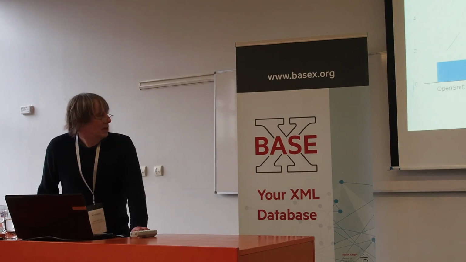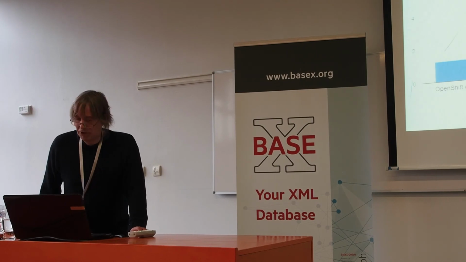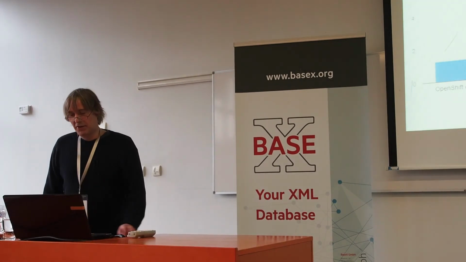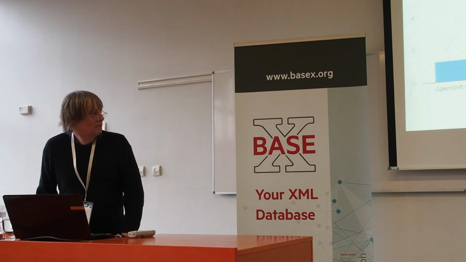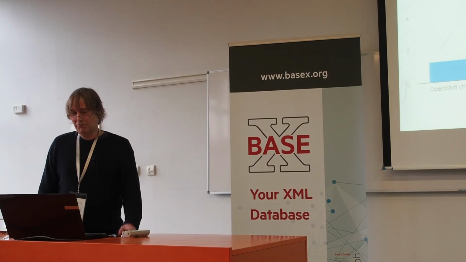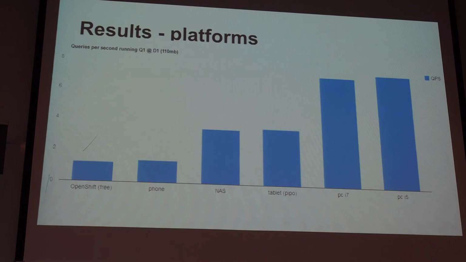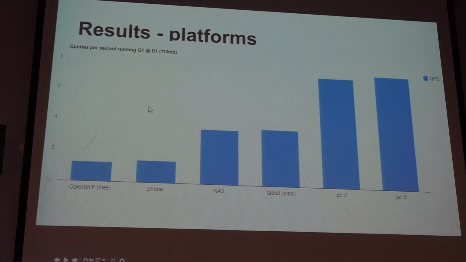The next fastest is the tablets, which really does quite well. The NAS does quite reasonably. The phone is doing almost two queries a second. This is on a 100 megabyte database. The OpenShift is really very slow. Possibly that's because it's free. It's true that none of these examples or environments have had any optimization, so I'm sure that the performance could be improved on all of them.